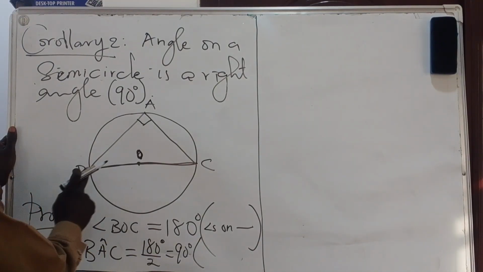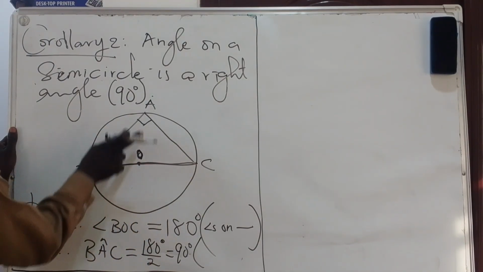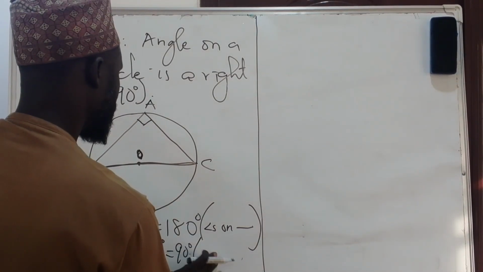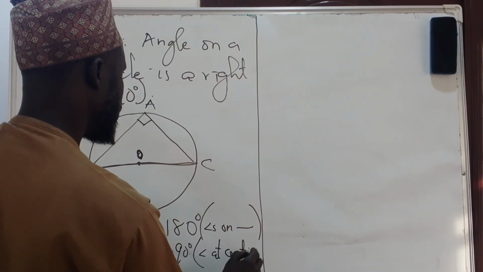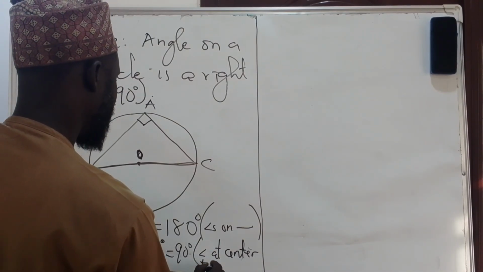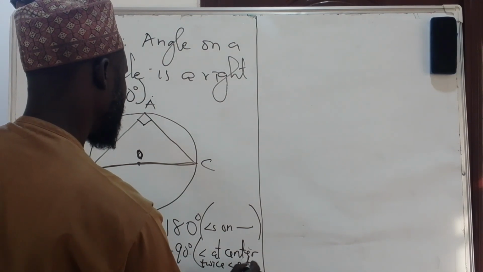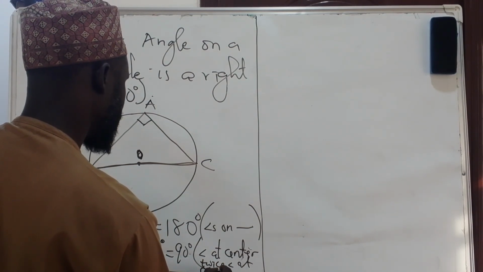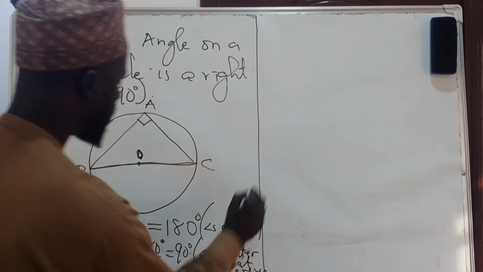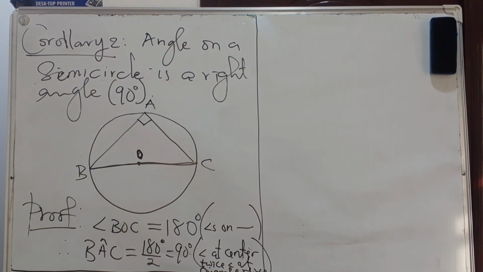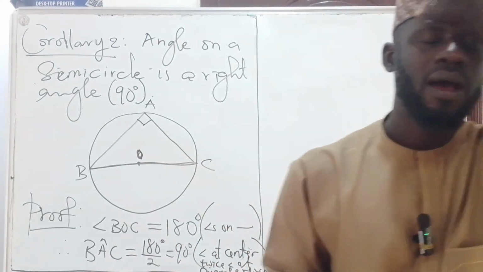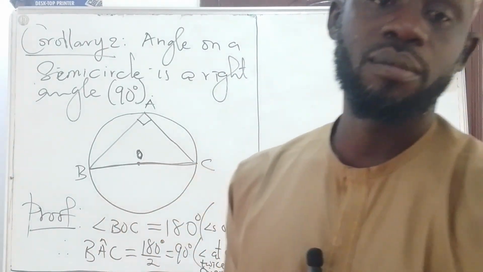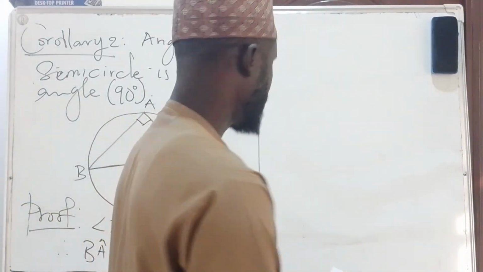Why? This angle is twice this angle. That is the reason. The reason is that angle at center, the theorem we have just proved, is twice angle at circumference. So BAC is equal to 90 degrees. So any angle on a semicircle is an angle that measures 90 degrees. So let's take a few examples before we proceed.